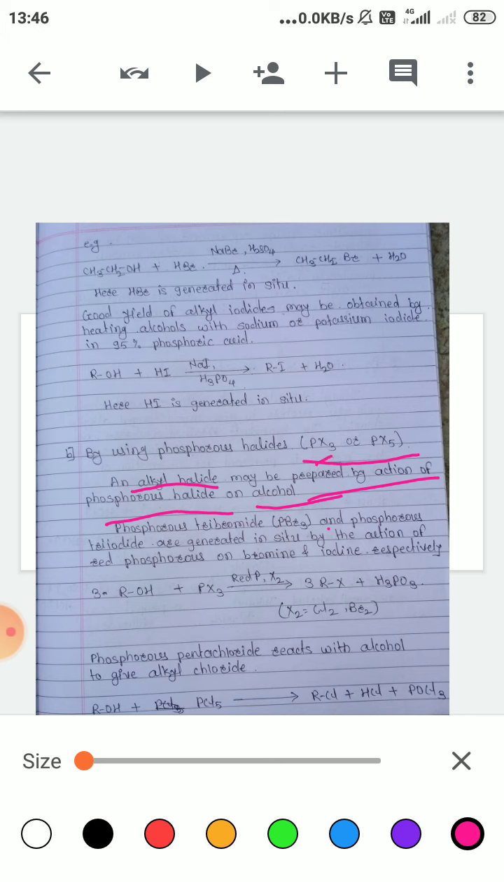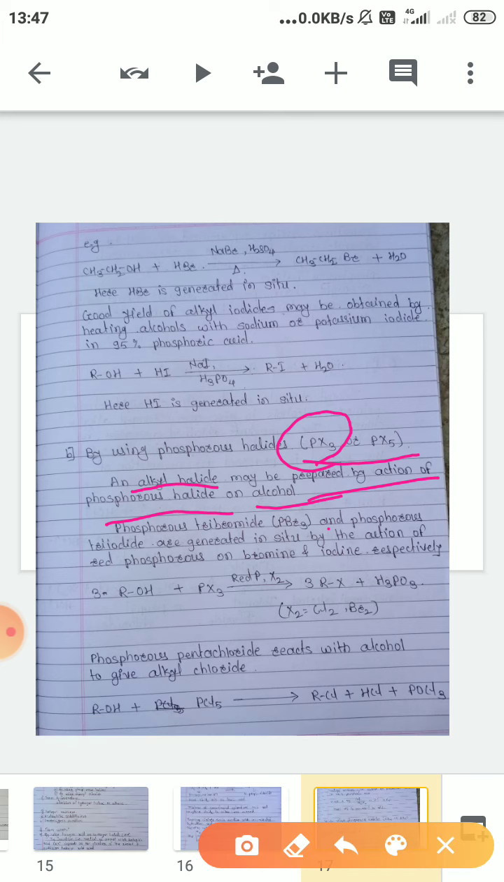Now whenever we are going to use phosphorus trihalides, we have to remember here that 3 moles of alcohol react with 1 mole of phosphorus trihalide. It gives 3 moles of alkyl halide with phosphorous acid. So 3 moles of alcohol, thrice ROH plus PX3, that is phosphorus trihalide, gives thrice RX, alkyl halide, with phosphorous acid.